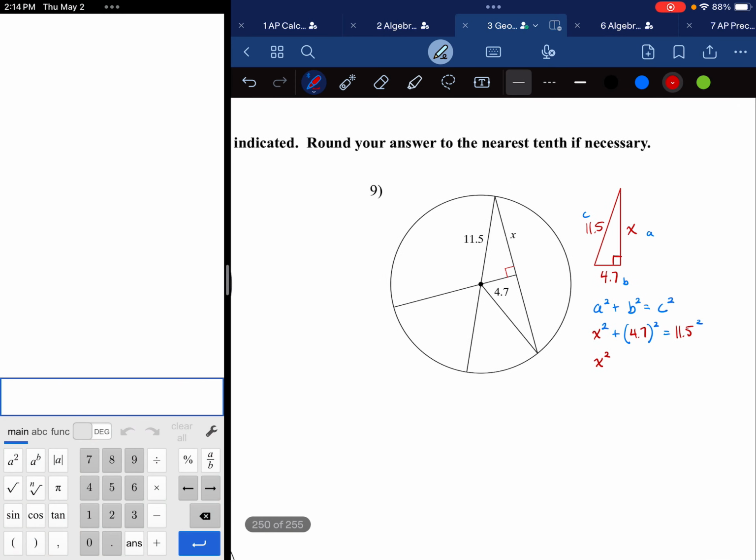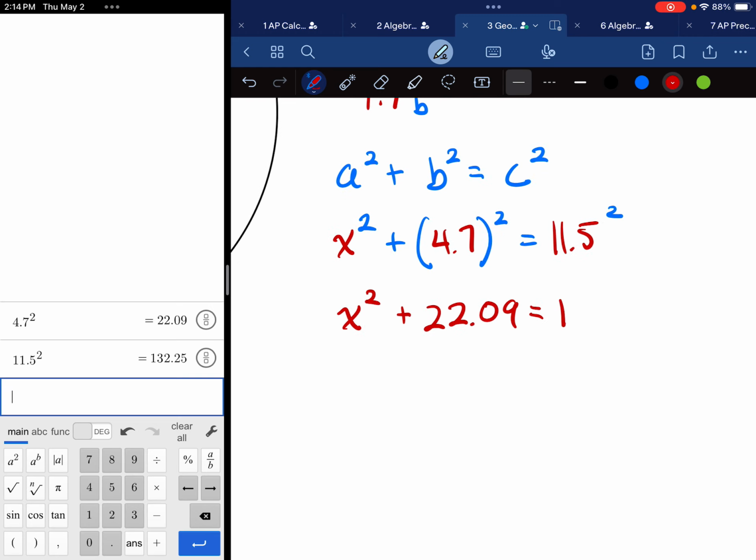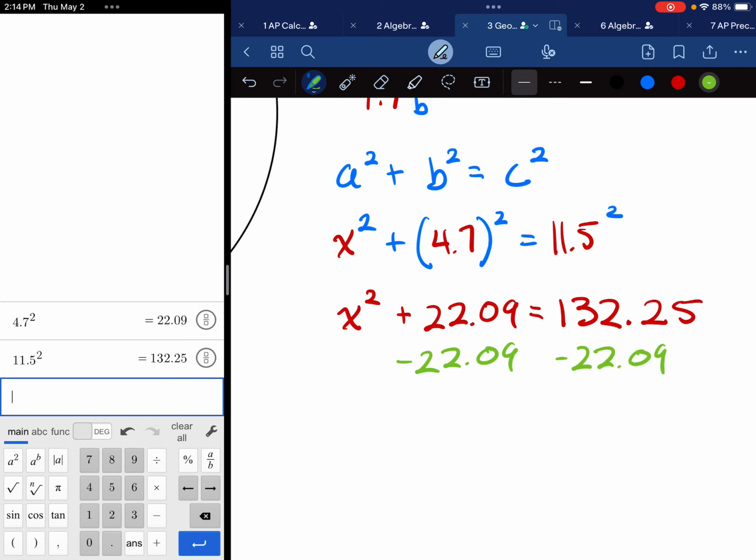All right, so what do we have here? 4.7 squared, what are you? You are 22.09, so I'm going to say plus 22.09 is going to be equal to 11.5 squared, which is 132.25. And then from here, we just need to move 22.09 to the right side by subtracting 22.09 on both sides.